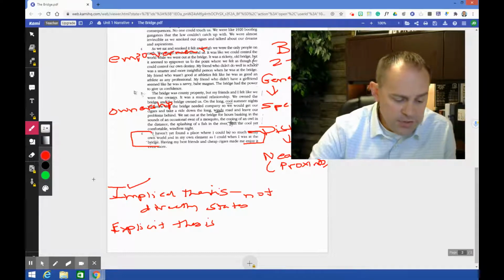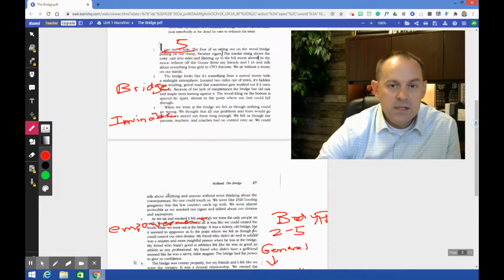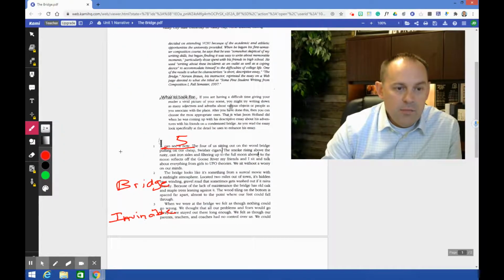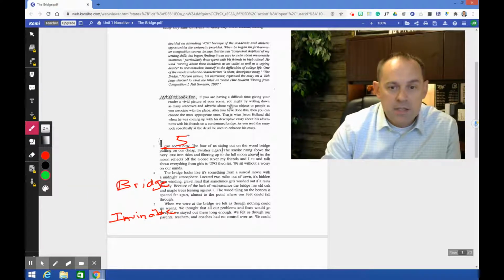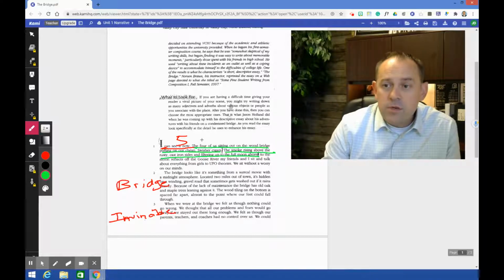Technique and style questions. The first question asked about sentence fragments, and it said to examine the second and third sentences to think about what kind of fragments these are. So here are the fragments. The four of us sitting on the Woodbridge puffing on our cheap Swisher cigars. The smoke rising above the rusty cast iron sides and filtering up to the full moon above. So those are two sentence fragments.